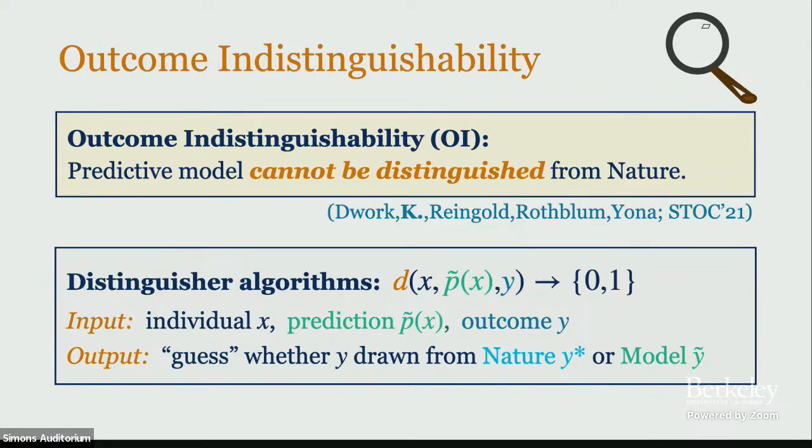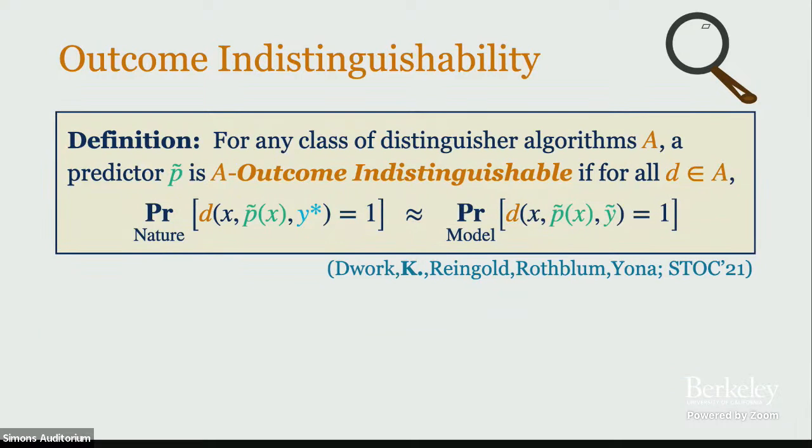These algorithms, which I'll denote D or A, sorry for the interchange, also take in an individual X, a prediction P tilde X, and an outcome Y. Intuitively, their output aims to guess whether the outcome was sampled from nature or the model of nature. And again, rather than using a single distinguisher algorithm, we're going to use a collection of distinguisher algorithms. So this gives us a formal definition. For a collection A of distinguisher algorithms of the form I just described, we say that a predictor P tilde is A outcome indistinguishable if, for every D in this collection A, the behavior on nature's distribution and the model of nature is similar.